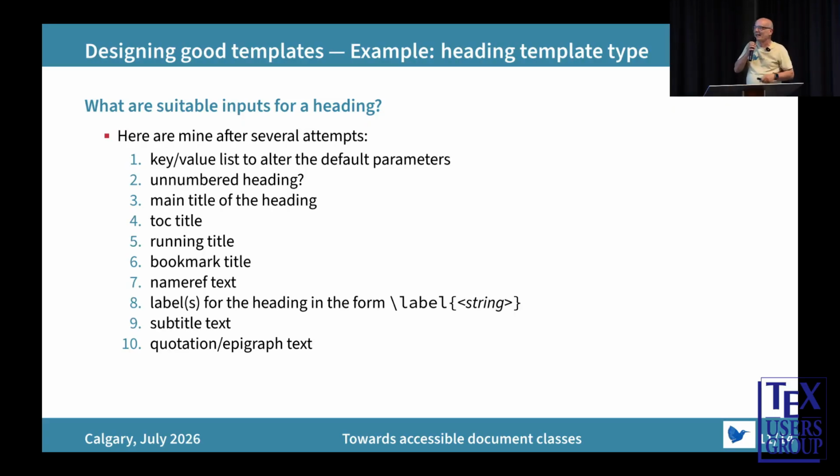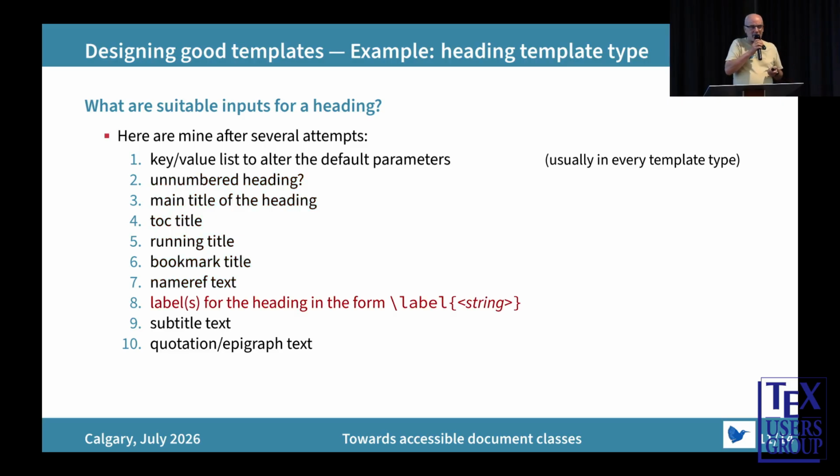Okay, good. This is what I came up with in the end, after several tries. So this is going fast through. Key value is basically we want to have every template to be adjustable, so we have to have one argument to accept layout changes sort of for one-off. This is the stuff that we all know about, except that we have TOC title, running title, bookmark, and so on separated out, because they are not necessarily the same. Currently in LaTeX you can only do one.